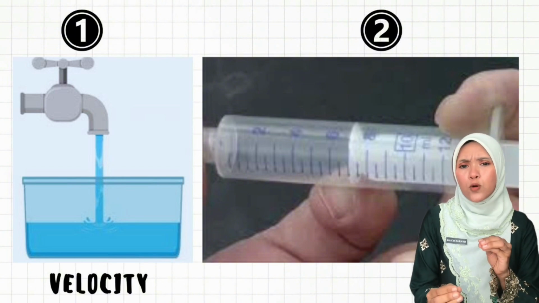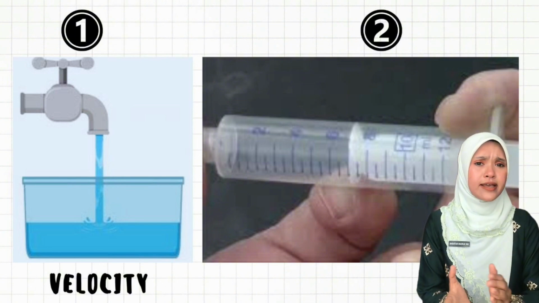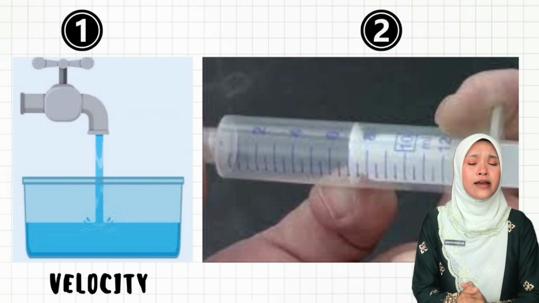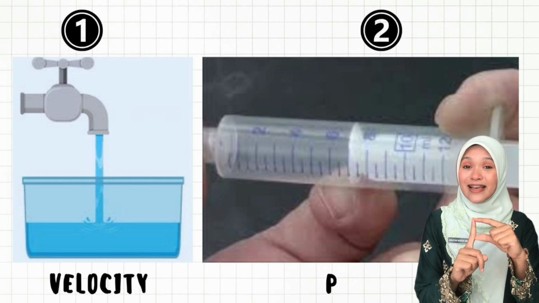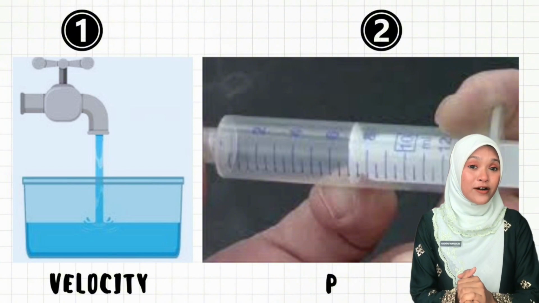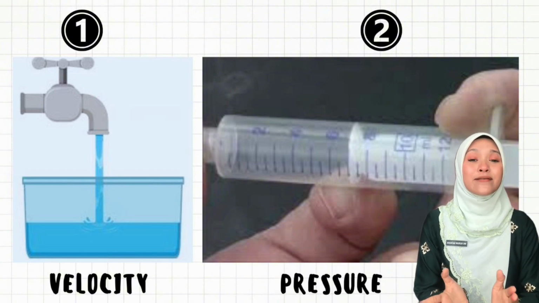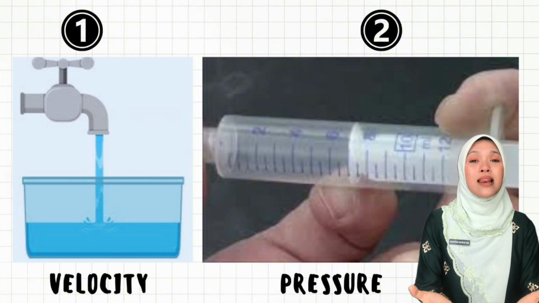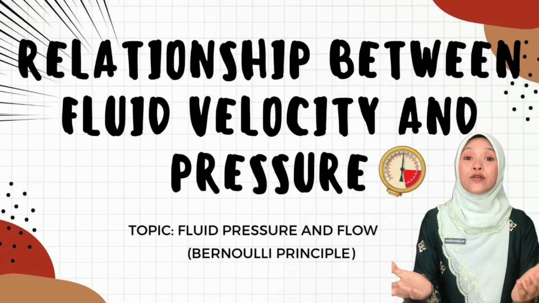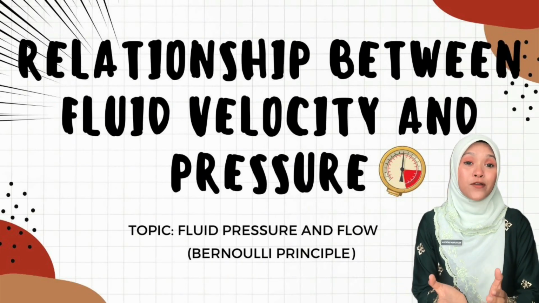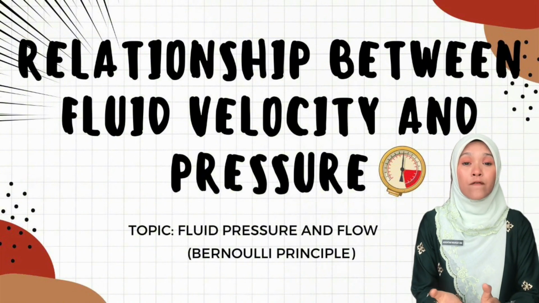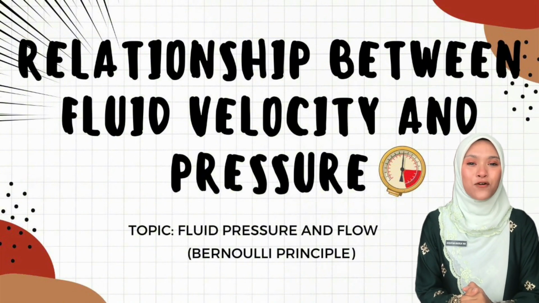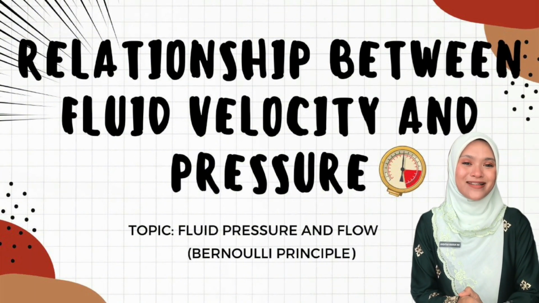Meanwhile, when we pull the syringe, what do you think the concept that might be involved in the syringe? Starting with P. P stands for pressure. So it means the topic that we will learn for today is the relationship between fluid velocity and pressure, under the topic of fluid pressure and flow for Bernoulli principle.